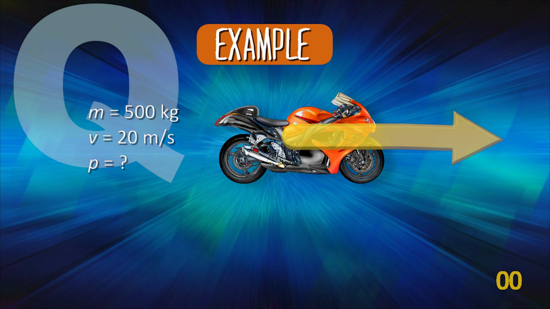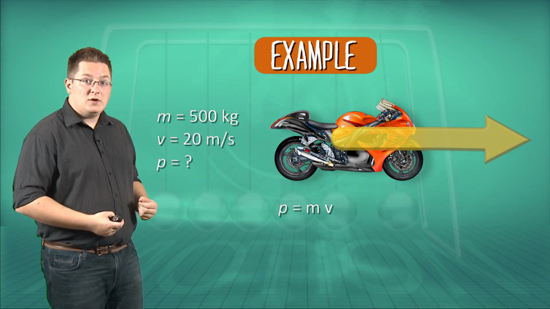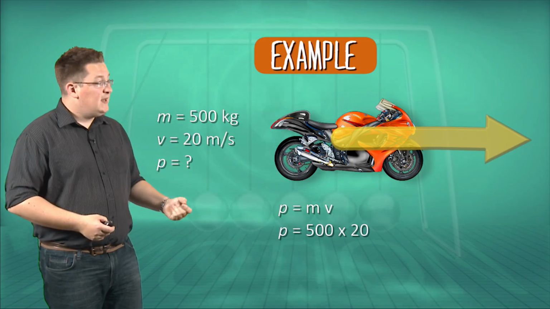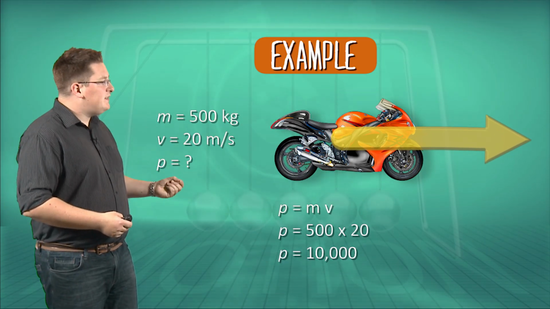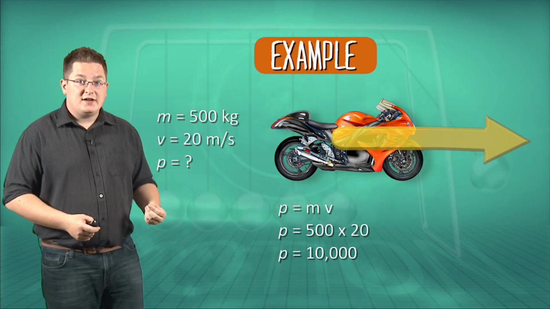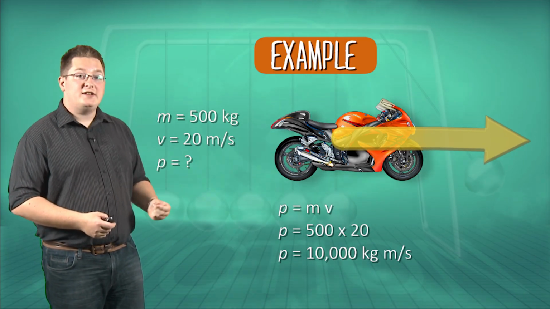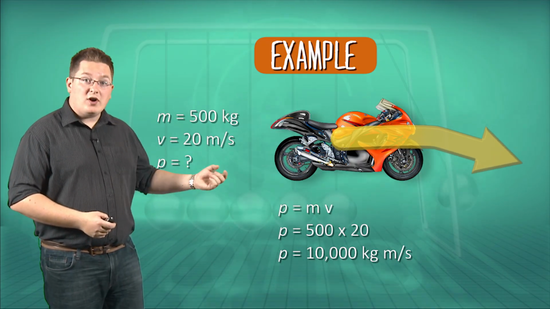Let's check your answer. Momentum is mass times velocity. So we've got 500 times 20 equals 10,000. The units are the units of mass times the units of velocity, kilogram meters per second. The direction here will be to the right.